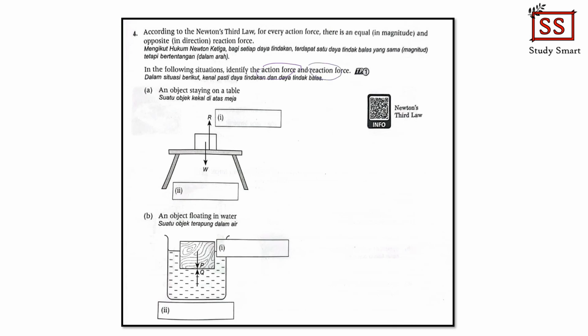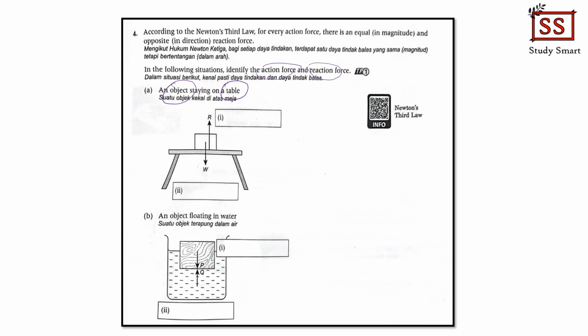So they are asking us to identify which one is the action force and which one is the reaction force. First one, an object staying on the table. In this example, the action force should be exerted by the object. Any force exerted by the object on the table is known as the action force, and because of the action force, there will be a reaction force exerted by the table on the object. Now, R and W, please identify which is the force exerted by the object on the table.